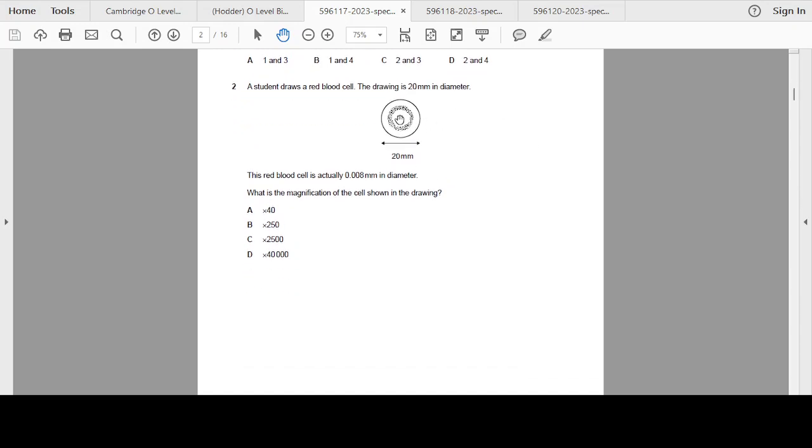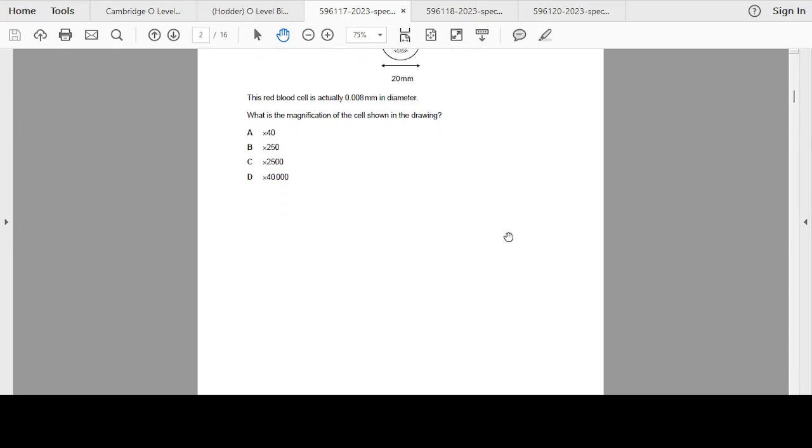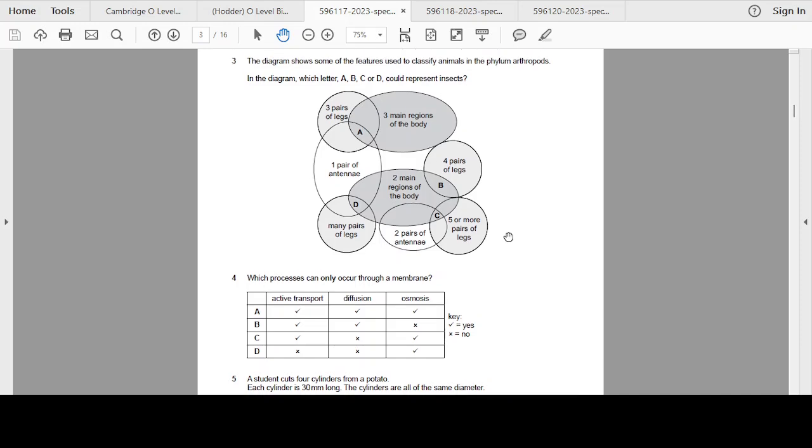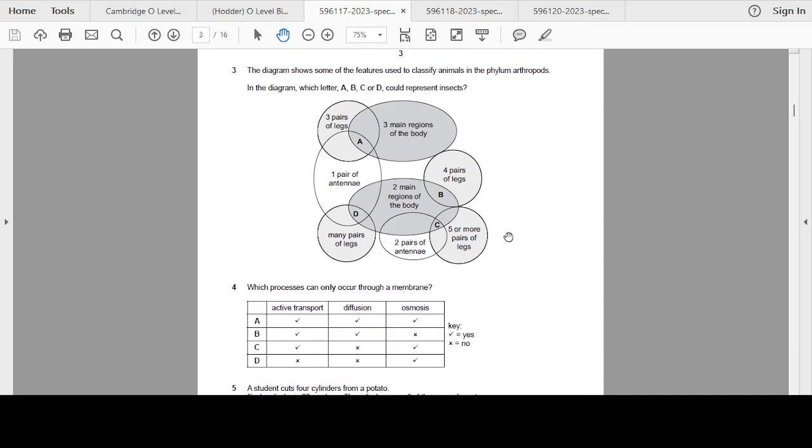This is a magnification question, so you need your ruler and protractor and sharp pencil. Also, you need your proper equipment for the paper, and you need your calculator as well. You can see that the actual is 0.008 millimeter, and this is 20 millimeter. You don't have to measure it, but you do have to calculate it, so you need your calculator for that. It can look scary, but you need to read the question carefully, and you need to read the information carefully, and then pick out.